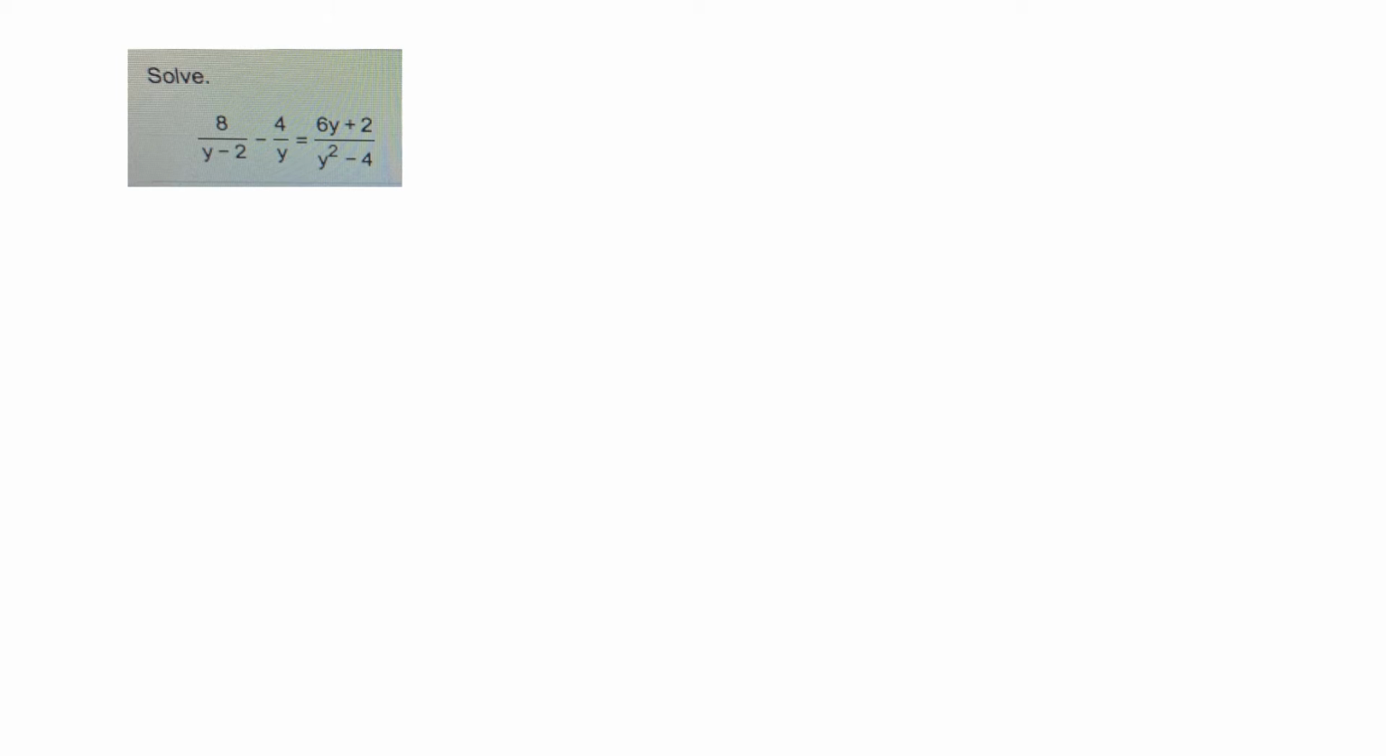Here's a question where I'm asked to solve this equation. Okay, so there's fractions, so I need to get a common denominator, and then I'll multiply every term by the denominator. So 8 over y minus 2, I can't factor that denominator. 4 over y, can't factor that one.